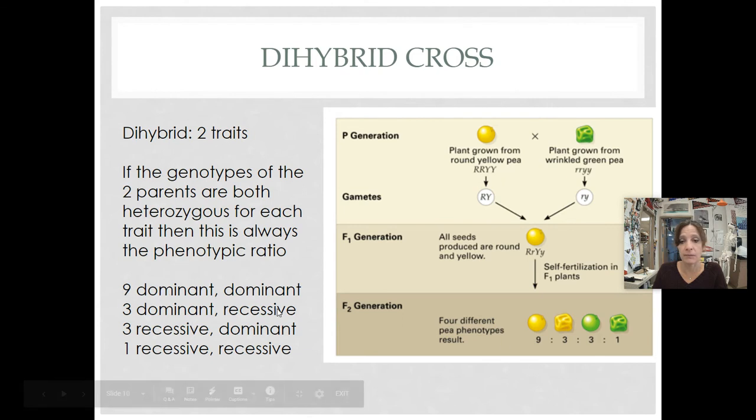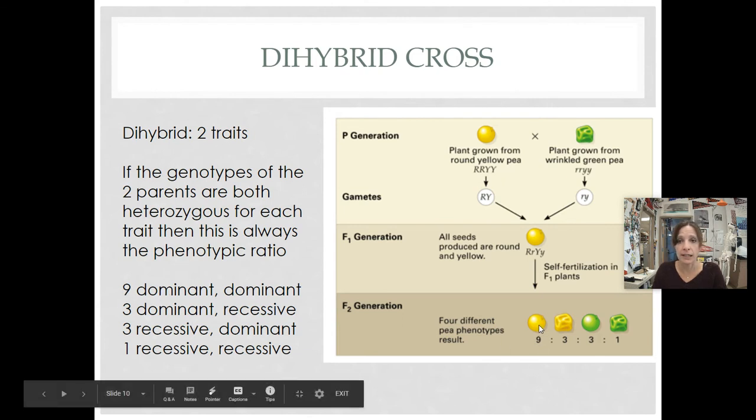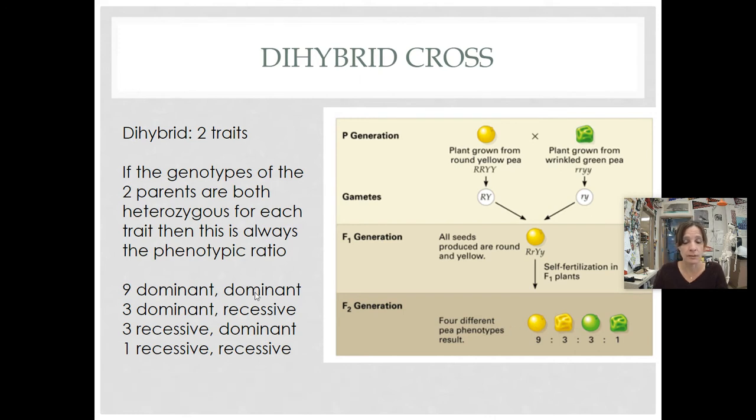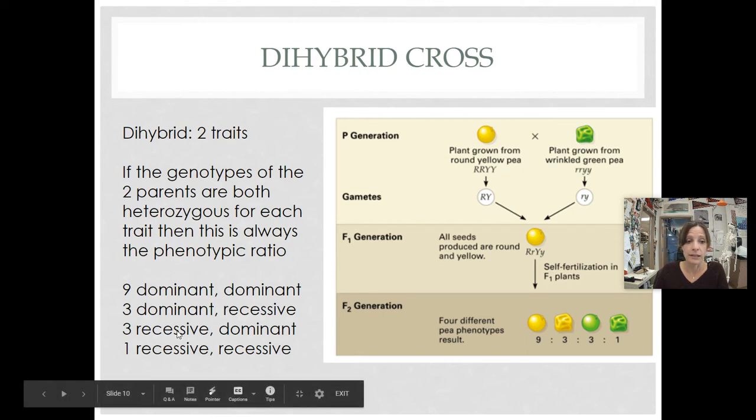So the dominant for this one would be yellow and round, right? And then the 3, so yellow is dominant, round is dominant, 3 would be yellow and wrinkled. And then this 3 would be green and round. And then this one would be green and wrinkled.